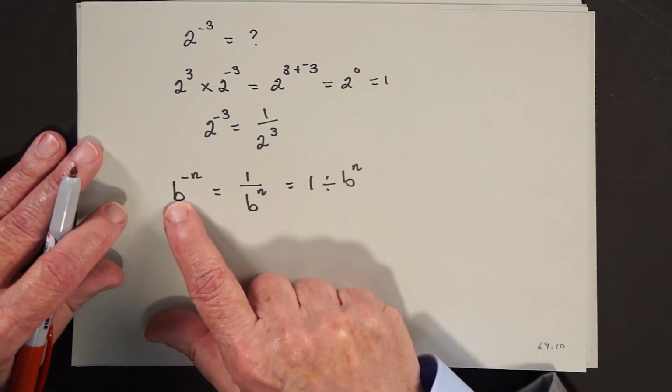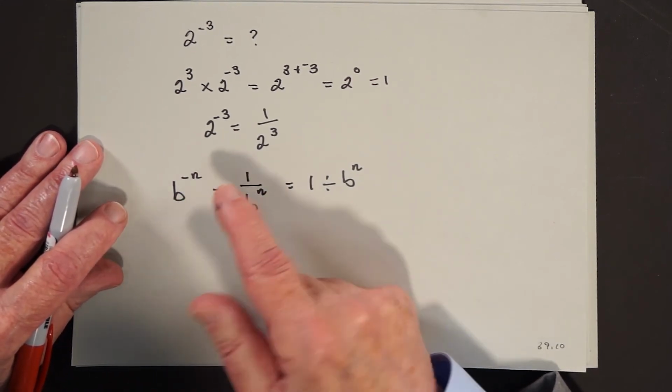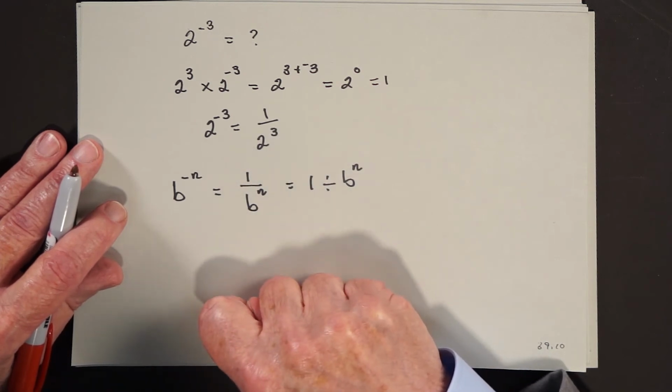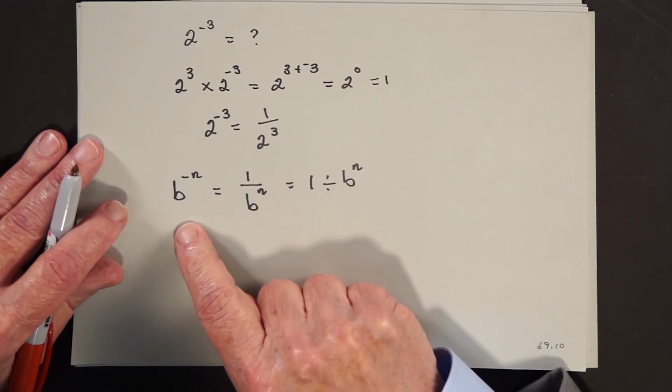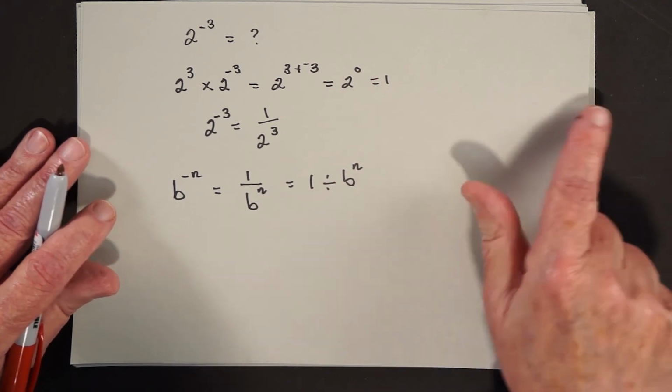Replace the 2 by b. So in other words, b to the negative n is the reciprocal of b to the n. b to the negative n isn't a negative number. It just means 1 divided by b to the n.